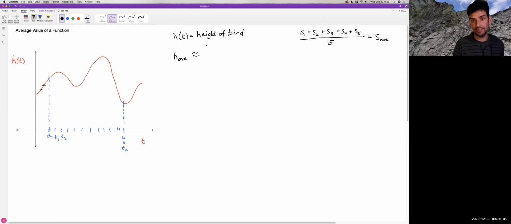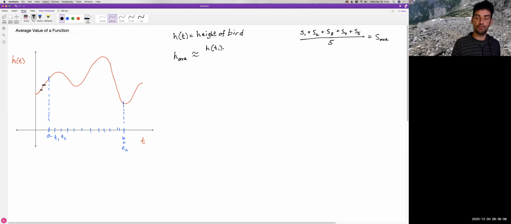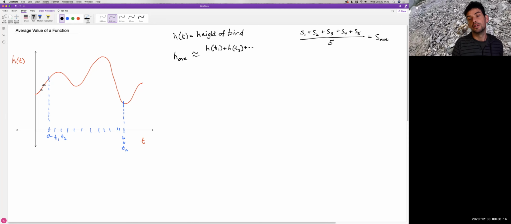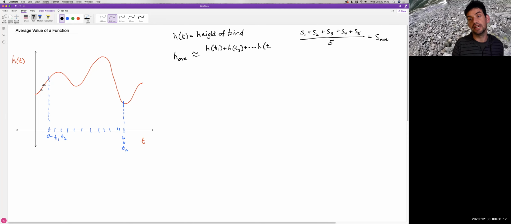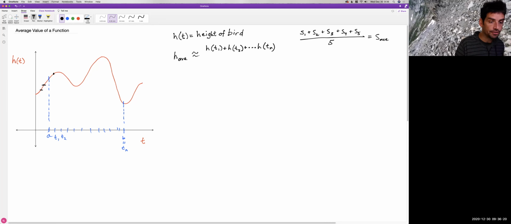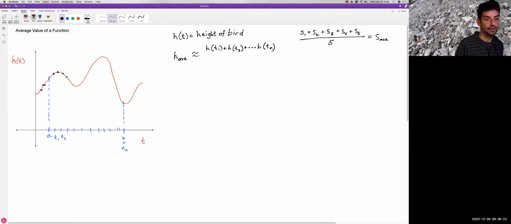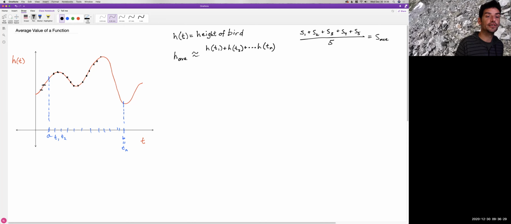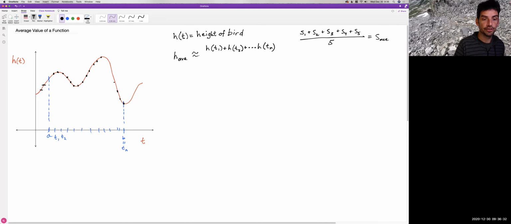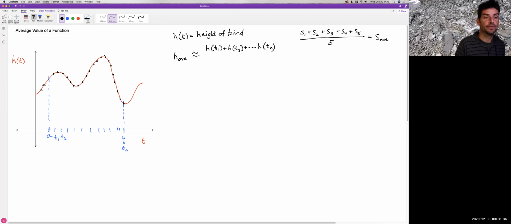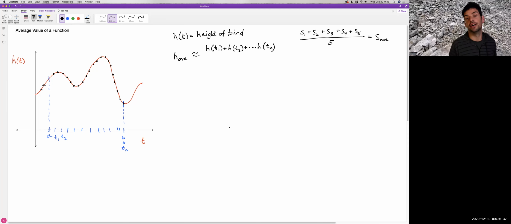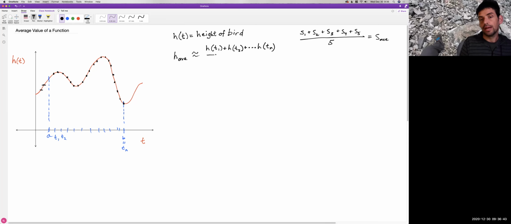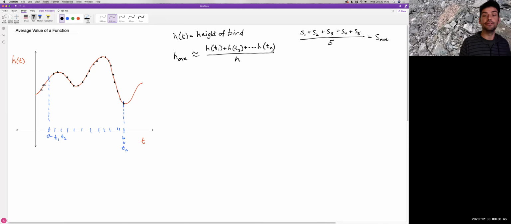in time. It has a height of h of t1 at that first moment I've picked, h of t2 on up to h of tn, right? So these are the values of the function, the y value of each of these points, the height of the bird at each point along the interval. So imagine all those. So we plug in the values of t for our interval. We get n heights. We add them up and we divide by n, right?